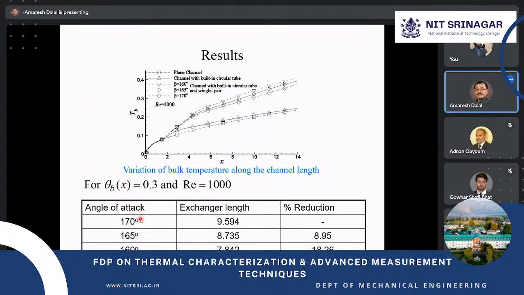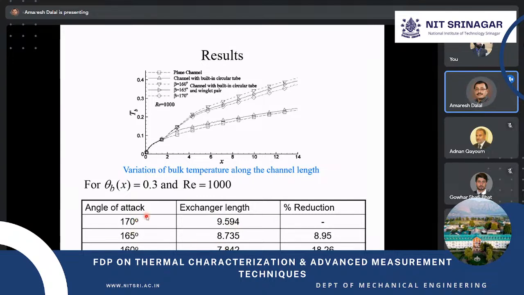And you can see that if you want to design the heat exchanger, so now you see in this point that if you want to get, say, theta b equal to 0.3, now for Reynolds number 1000, for 170 degree, 165 and 180, how much distance is required. So this is the non-dimensional form we have shown, but now you can see exchanger length is varying. So 170 degree is 9.594 and 160 is 7.842.